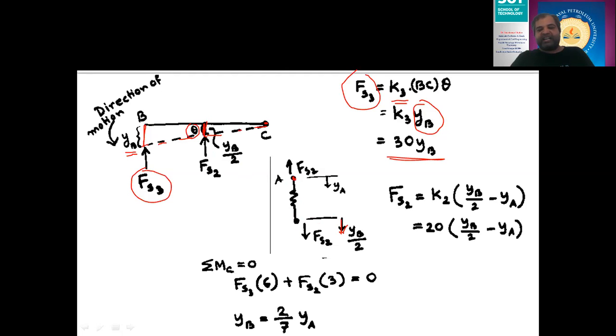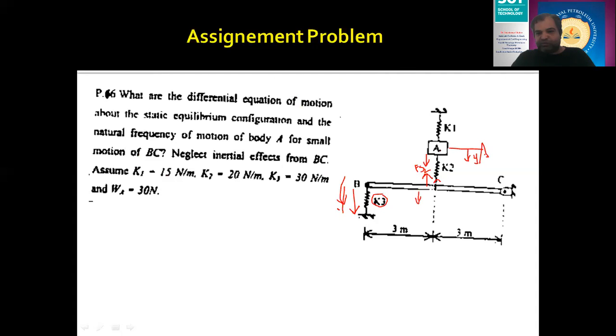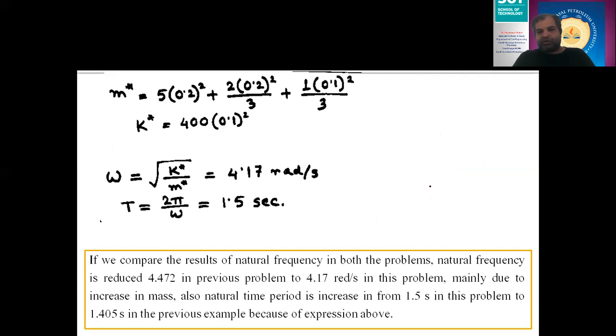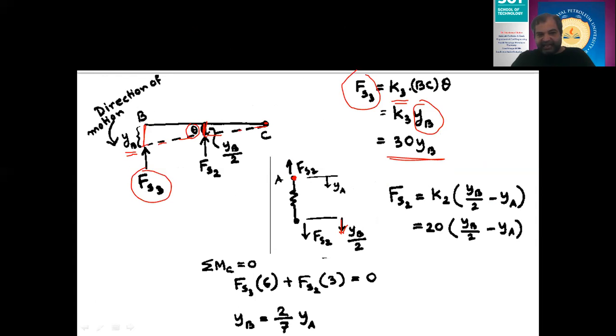If I want to find the effective or relative displacement of point A, the mass, then I calculate Fs2, which is my second spring. This will have a combined effect due to both ends, because it is connected with two ends. So first I calculate YB by 2 minus YA, multiplied by K2. This is K2 into this effect. So that is the value of Fs2.